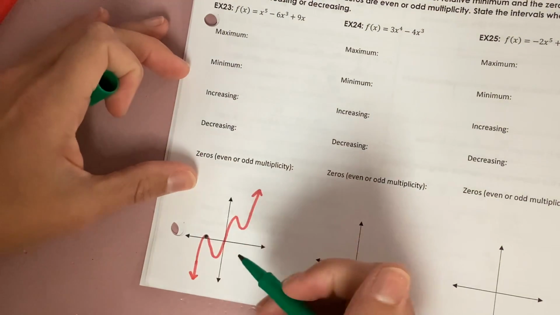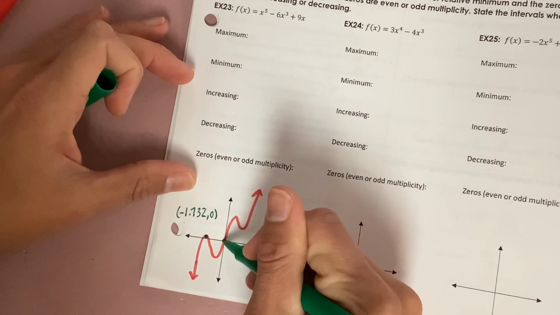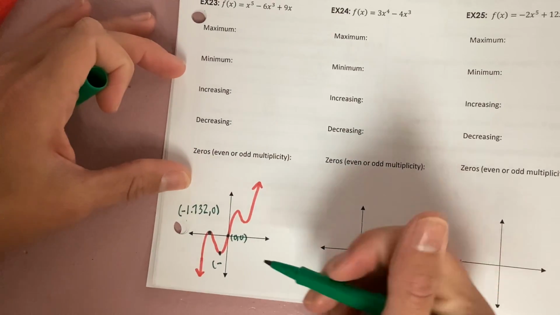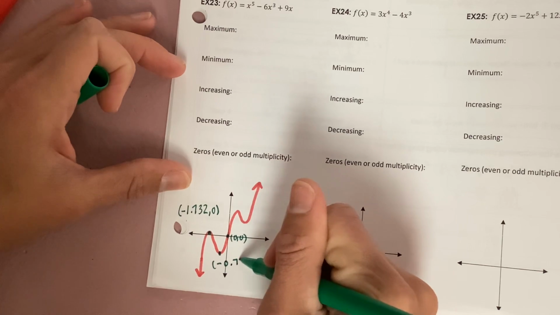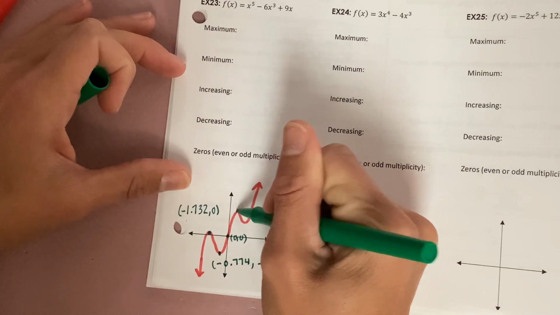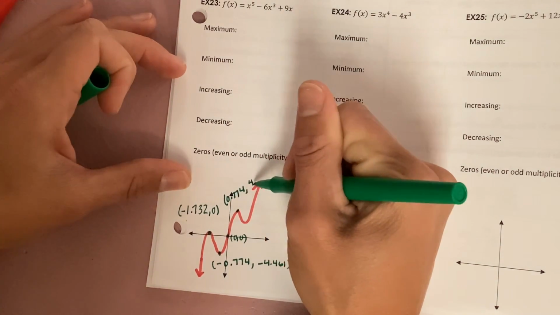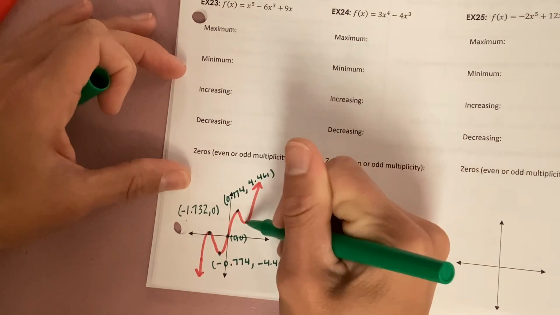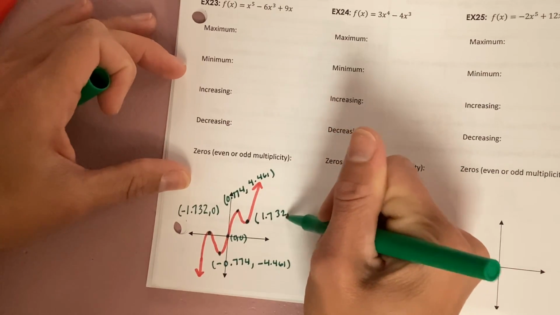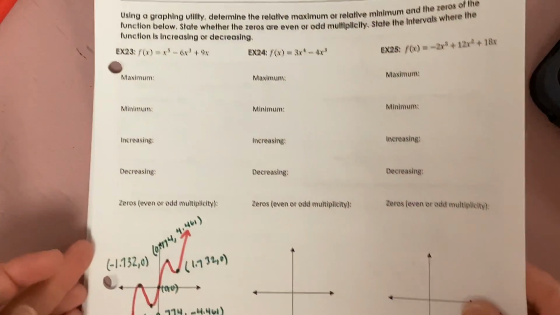All right, so this one right here was at negative 1.732, comma 0. This guy here was at 0, 0. This one here was at negative 0.774, comma negative 4.461. This one was at 0.774, positive 4.461. And then this minimum right here was at 1.732, comma 0. All right, my graph that I sketched wasn't super accurate, but I got all those coordinate points.